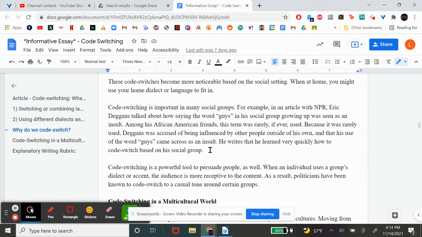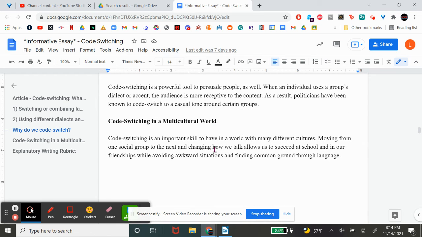When at home, you might use your home dialect or language to fit in. Code switching is important in many social groups. For example, in an article with NPR, Eric Deggans talked about how saying the word guys in his social group growing up was seen as an insult. Among his African American friends, this term was rarely, if ever, used. Because it was rarely used, Deggans was accused of being influenced by other people outside of his own, and that his use of the word guys came across as an insult. He writes that he learned very quickly how to code switch based on his social group.